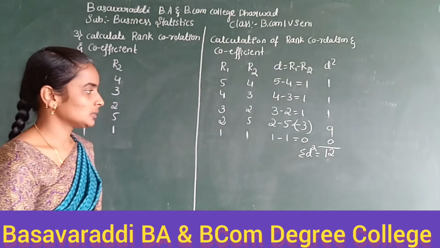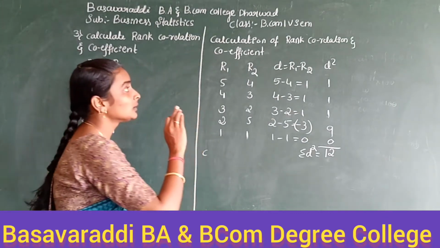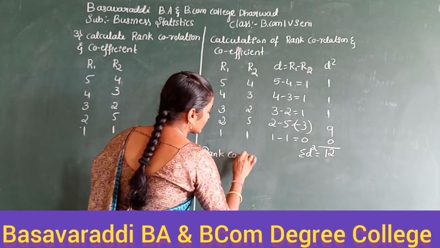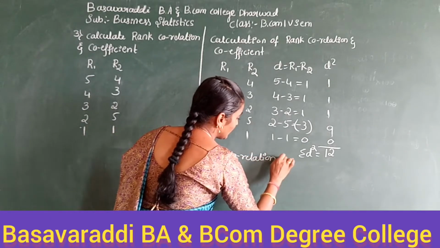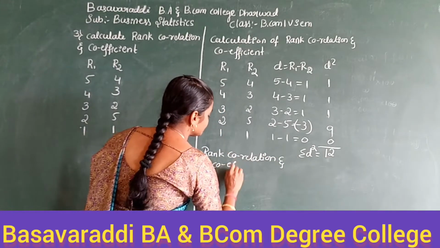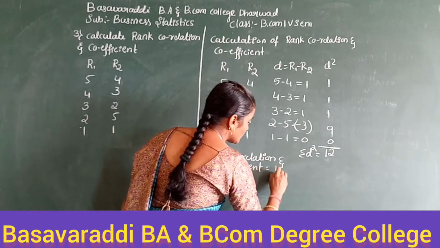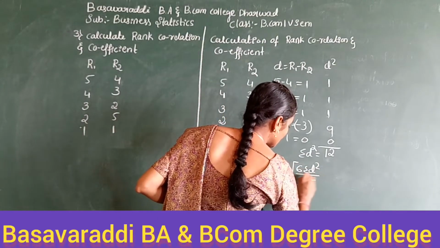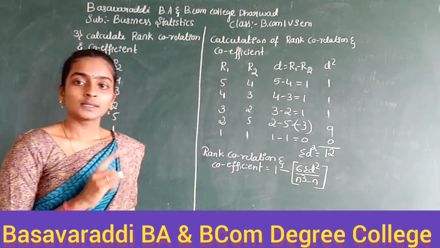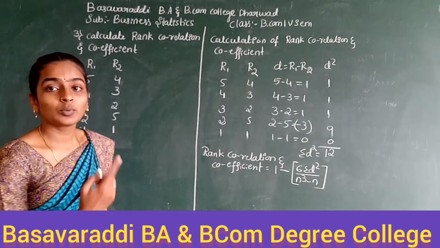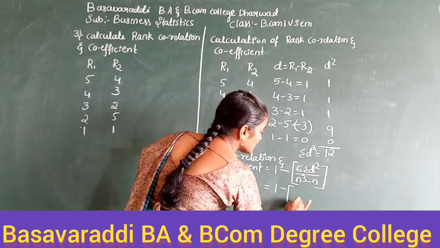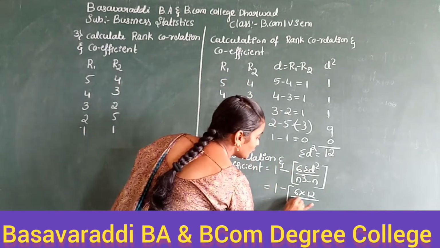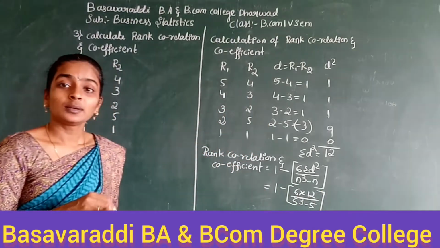Okay, I hope you understood. Next, we want to calculate the rank correlation coefficient. Rank correlation coefficient is equal to 1 minus 6 summation d squared divided by n cube minus n. 1 minus 6 into summation d squared, which is 12, divided by n cube minus n. n is 1, 2, 3, 4, 5, so 5 cube minus 5.